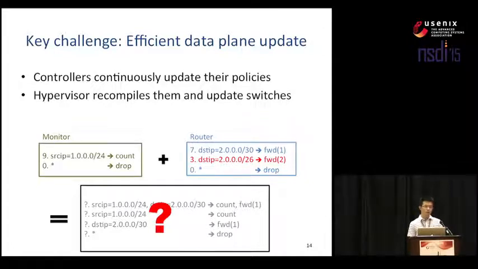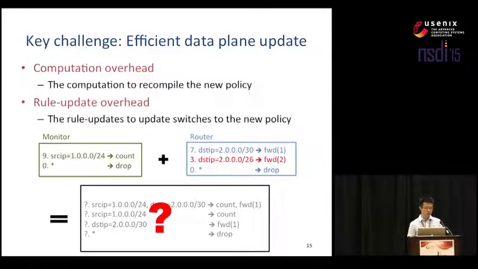We want to minimize 2 kinds of overhead during this process. The first overhead is computation overhead, which is the computation it takes to recompile the new policy. And the second overhead is rule update overhead, which is the number of rule updates we need to update switches to the new policy. It turns out that the way we assign priorities is closely related to the efficiency of the compilation.